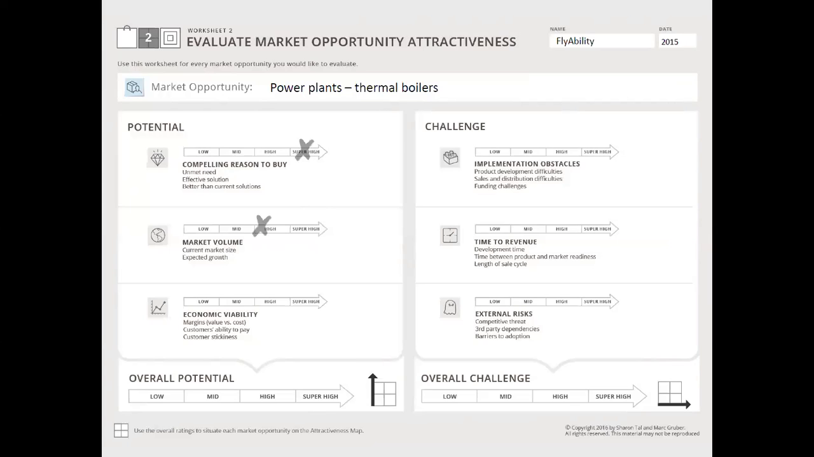The size of the market is quite high as well. There are about 100,000 power plants around the globe. And the economic viability of this option was also rated as high because they had high margins, and the customer was well able to pay for their solution. So overall, using this understanding, we rated the overall potential of this direction as high.